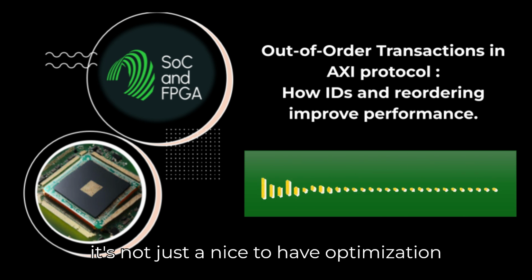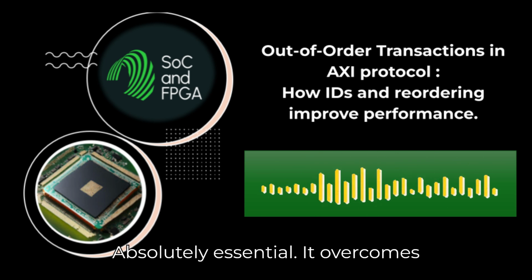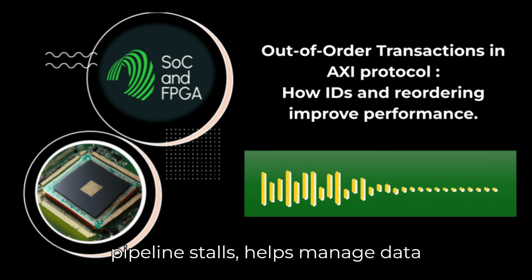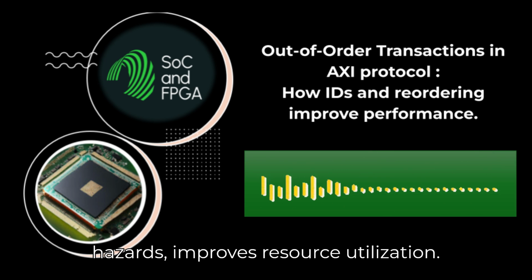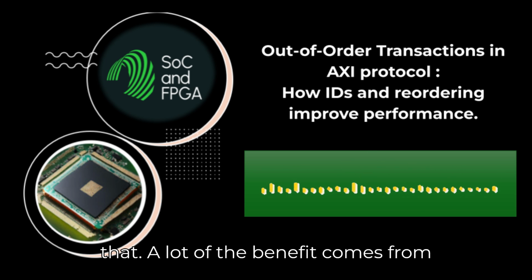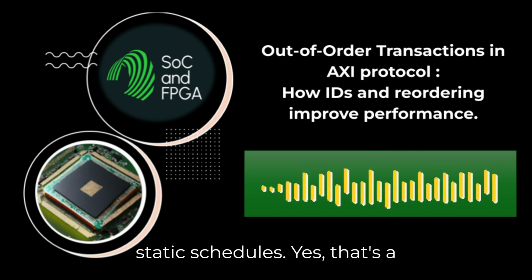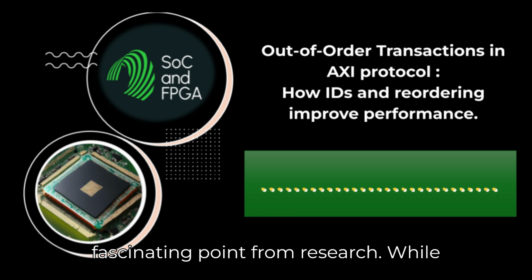It sounds like it's not just a nice-to-have optimization anymore. It's essential for modern CPUs. Absolutely essential. It overcomes pipeline stalls, helps manage data hazards, improves resource utilization. It's fundamental to performance. And you mentioned something interesting earlier, that a lot of the benefit comes from speculation support, enabling better static schedules. Yes, that's a fascinating point from research.